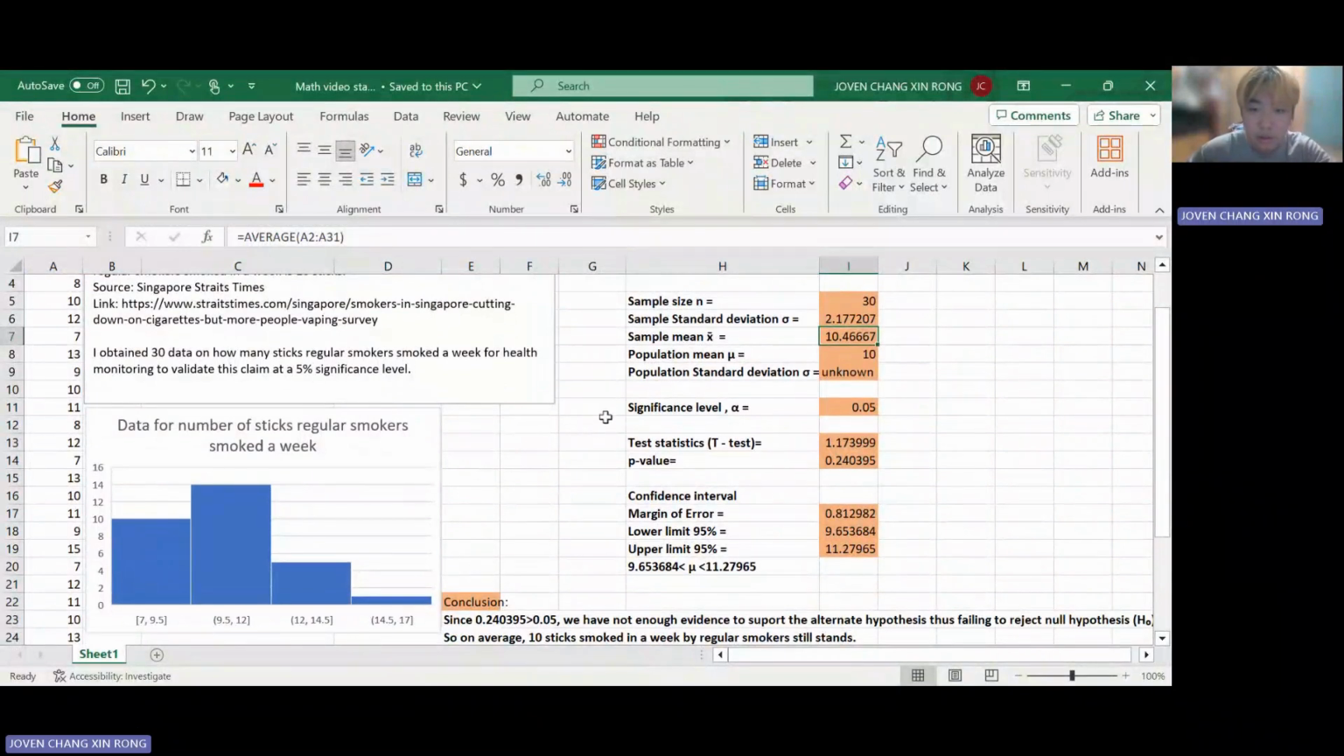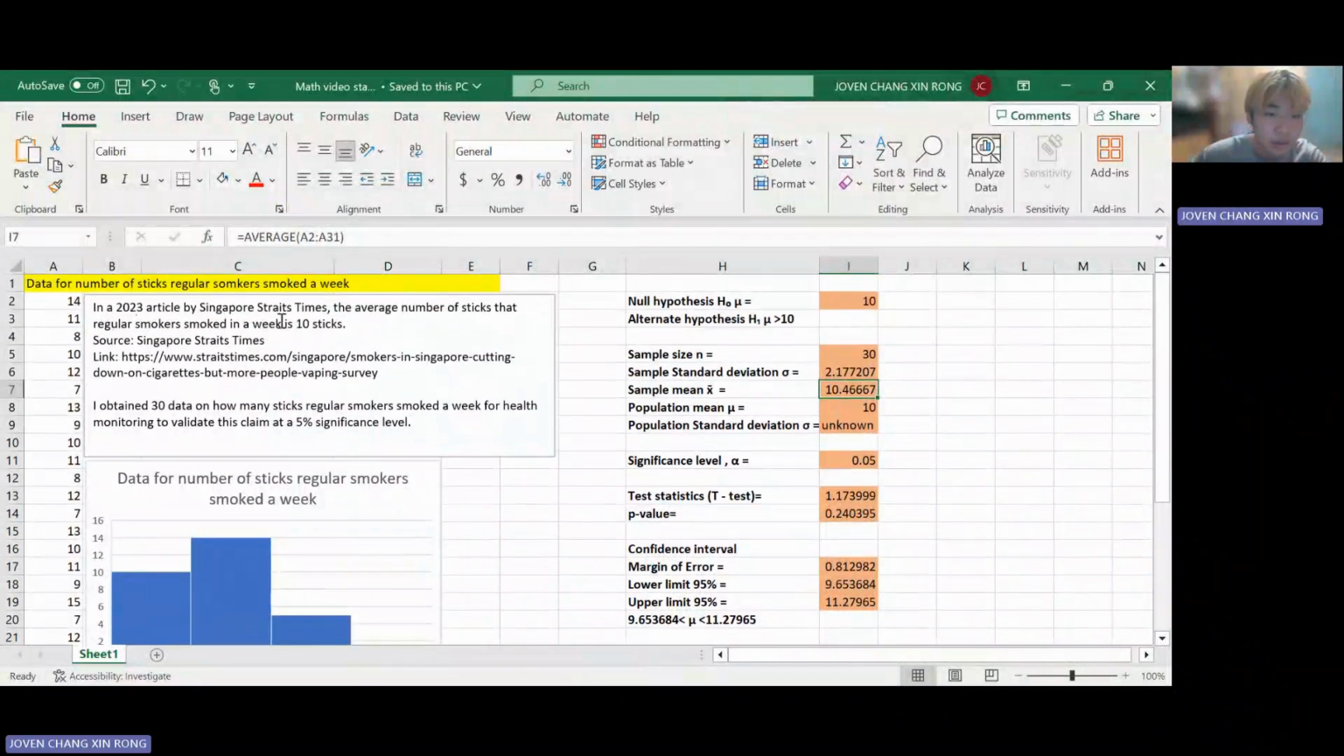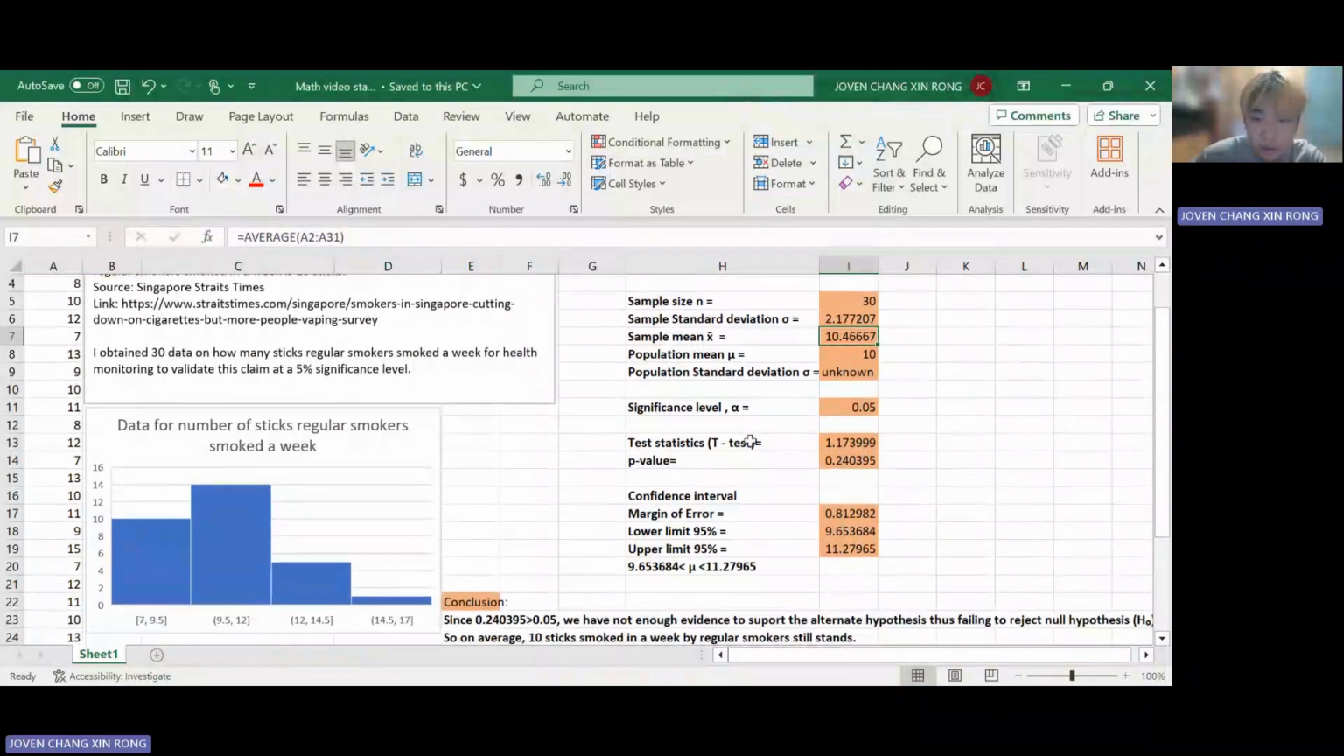Then now we'll talk about the population mean. As I mentioned before, the population mean is 10 from the article that you can see. My population standard deviation is not mentioned by the article, so I'll put it as unknown. For the significance level, it will be 5% or 0.05. For the test statistics, I'll be doing a t-test. Reason being, the article from Straits Times did not provide the population standard deviation.